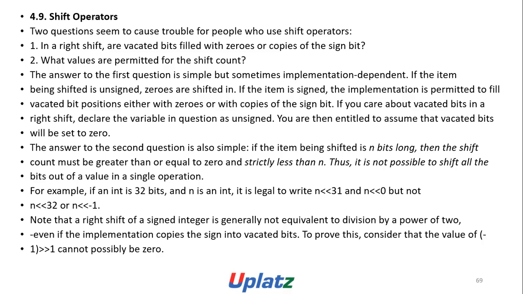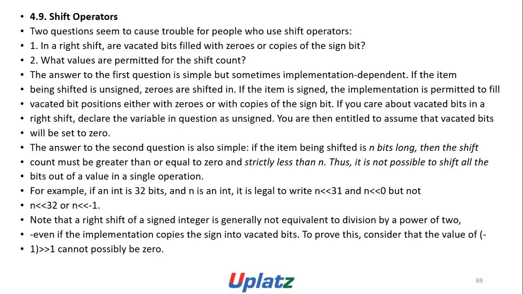The answer to the second question is also simple. If the item being shifted is n bits long, then the shift count must be greater than or equal to 0 and strictly less than n. Thus, it is not possible to shift all the bits out of a value in a single operation. For example, if an int is 32 bits and n is an int, it is legal to write n << 31 and n << 0, but not n << 32 or n << -1.